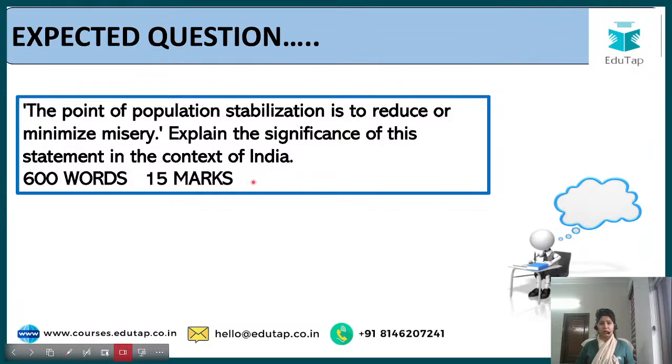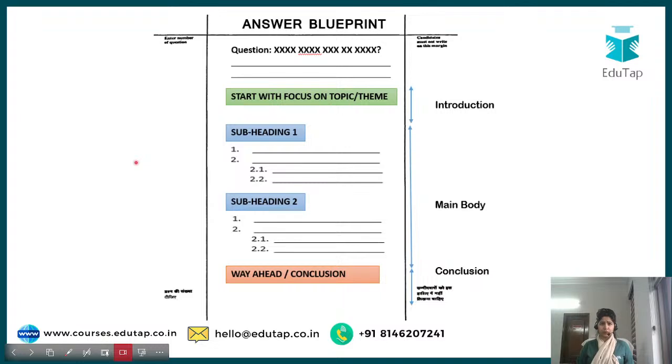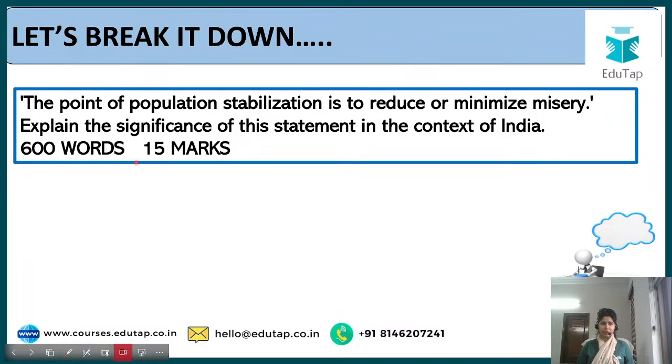So you have to frame an answer with respect to India. If you're writing with respect to India, then you have to explain the statement. How is it relevant or important with regards to India? The point of population stabilization is to reduce or minimize misery. I know that many of you understand the statement. You would say yes, you would agree with it, but what to write in our answer? That's the question.